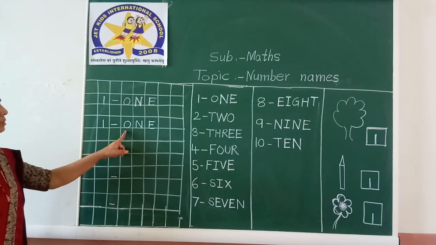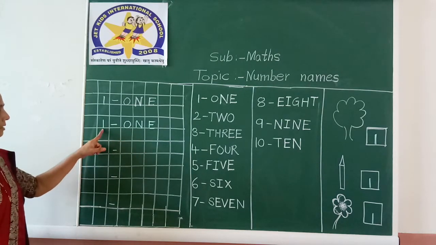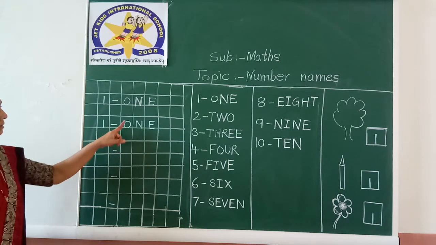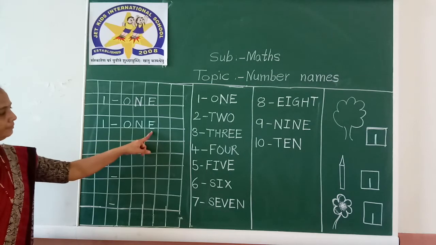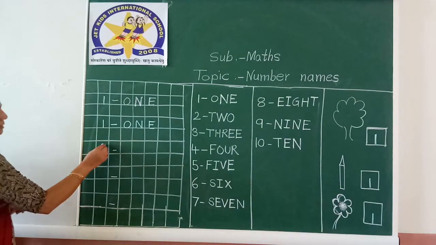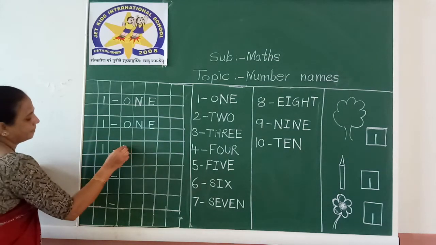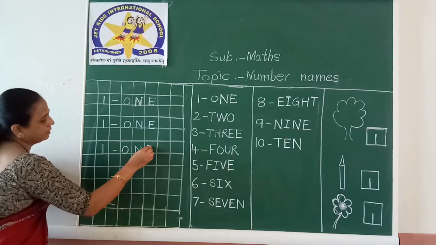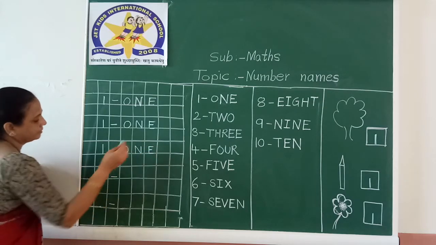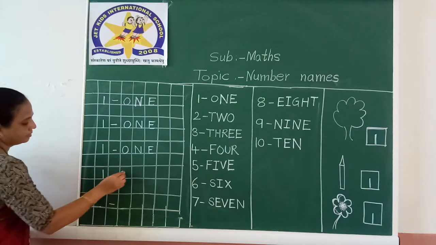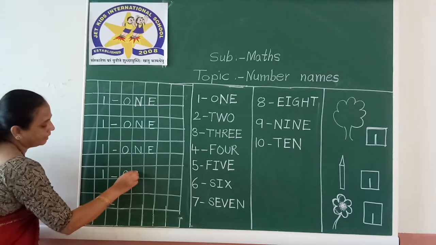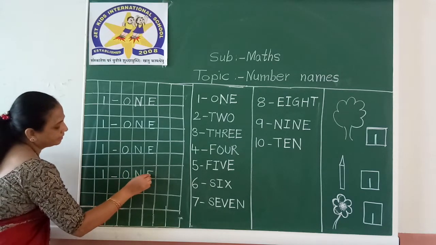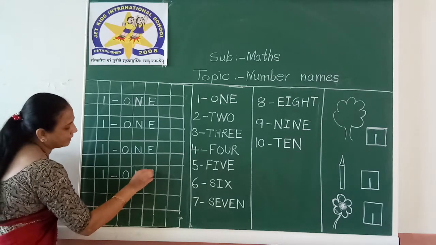Capital letters. You have to use capital letters. Here you have to write number 1. Then O and E, 1. Say and write like this. O and E, 1. O and E, 1. Dear kids, you have to practice like this.